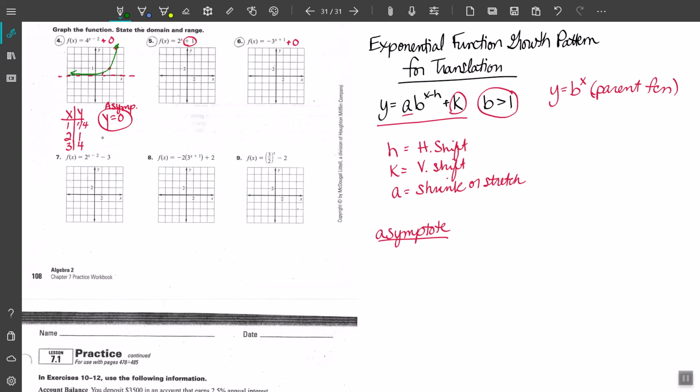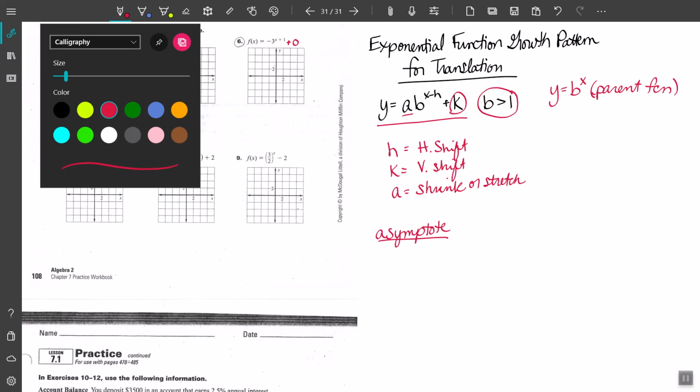So the other thing we have to consider is domain and range, because they asked us to state that in the directions. You can see that all x's are going to be valid for this function, so we'll say all reals. Our range, because that asymptote is at y equals 0, means all of our y's have to be greater than 0.